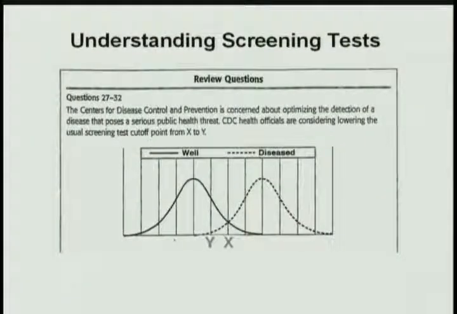I'm going to draw your attention now to the graph at the top of the next page. This graph gives you the double hump diagram and a question about it. Let me read the question with you. The Centers for Disease Control and Prevention is concerned about optimizing the detection of disease that poses a serious public health threat. CDC health officials are considering lowering the usual screening test cutoff from X to Y, from X to Y. Notice I repeat myself on that.